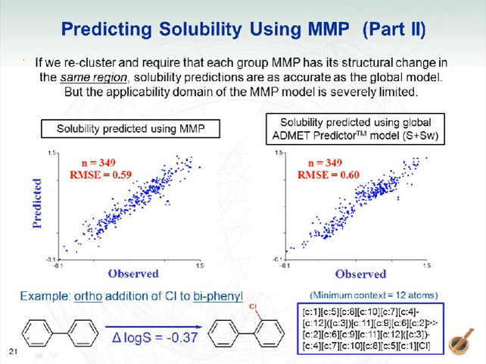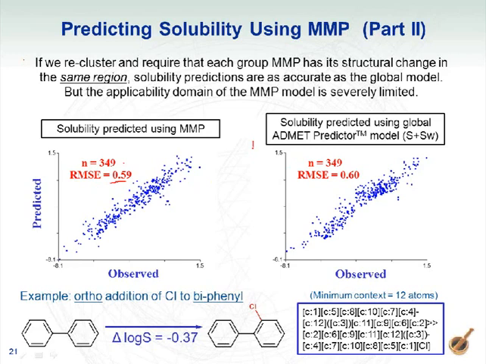So here's an example down at the bottom, a biphenyl group, and you're adding the chlorine specifically in the ortho position in this biphenyl. So you have about 12 atoms you're matching the context with. And of course, you have a much lower number of pairs, in this case only 349, but using the same approaches on the previous slide, now the RMSE for these 349 compounds is 0.59.